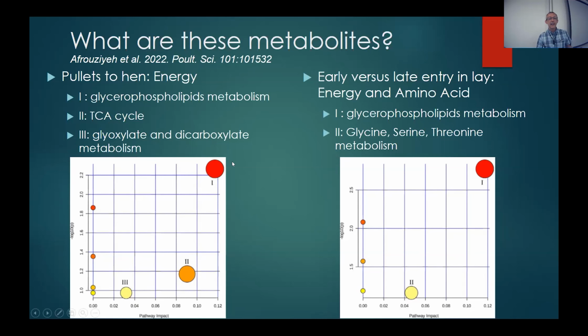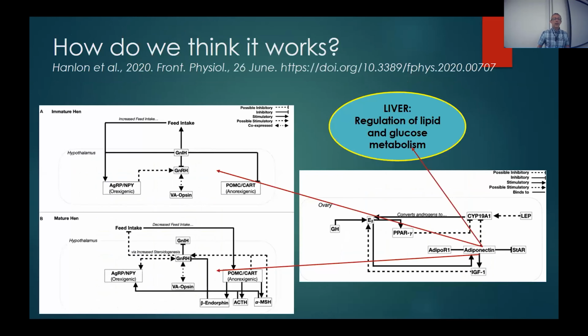So here we can see that important are the reserves, the adipose or the fat. Second important is extracting energy from that fat. And along the way, some amino acid metabolism was also identified as a key component between an early layer and a late layer in broiler breeders. So what does that mean?